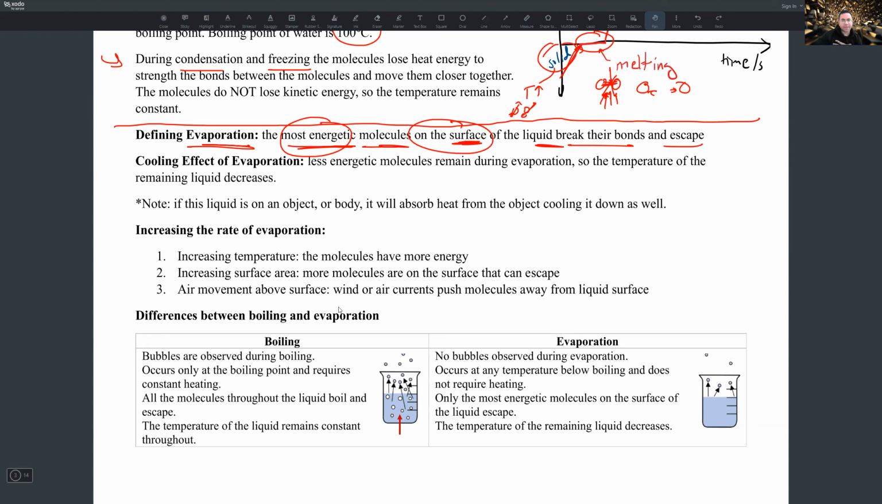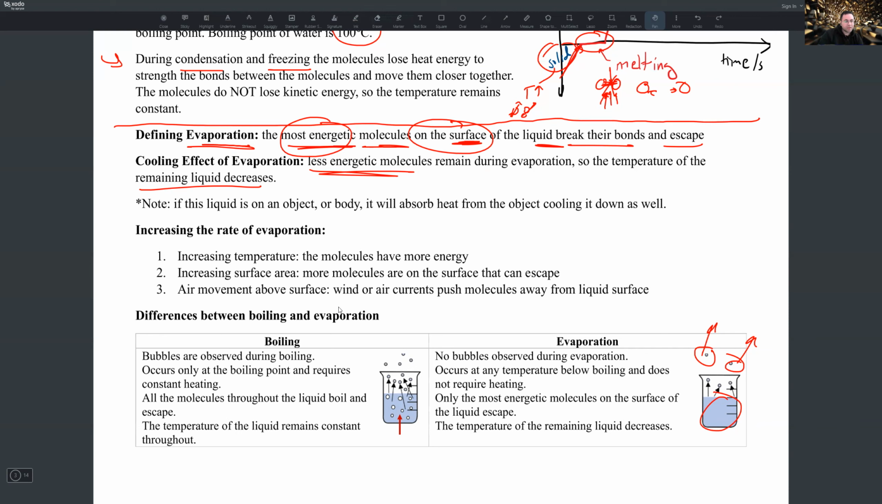So let me ask you, if the most energetic molecules leave the liquid, what's left behind? Less energetic molecules. And if less energetic molecules are left behind, the temperature will decrease. So again, when the most energetic molecules escape, less energetic molecules are left behind. The average kinetic energy of the remaining liquid decreases. So the temperature of the remaining liquid decreases. Okay?